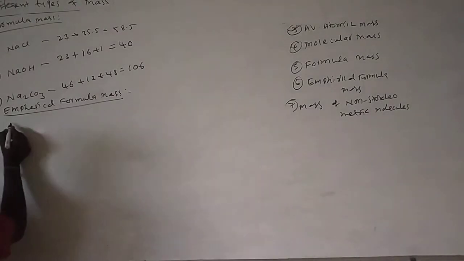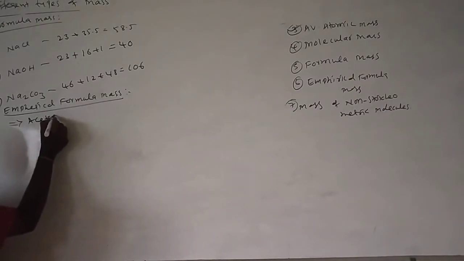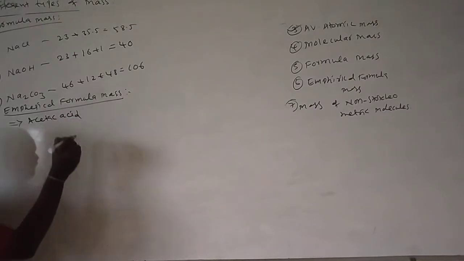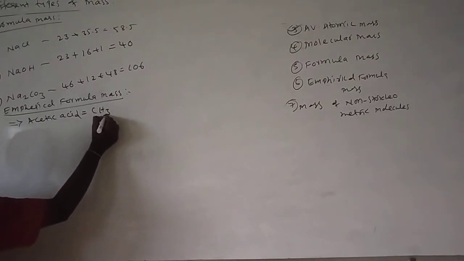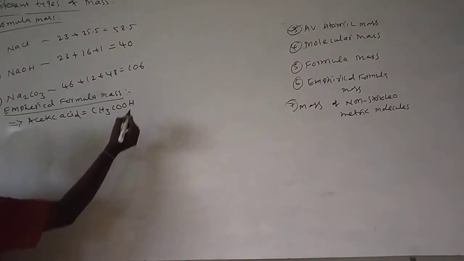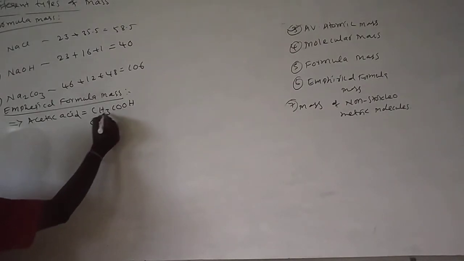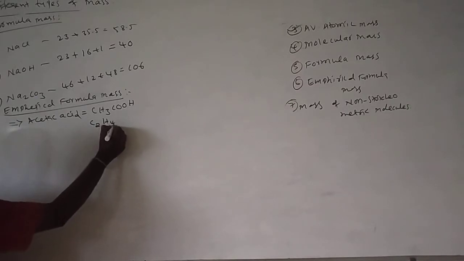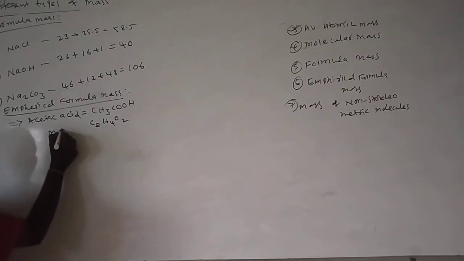Suppose for example, we take acetic acid. What is the molecular formula of acetic acid? Structure of acetic acid: CH3COOH. Molecular formula is C2H4O2, with 2 carbons. This is the molecular formula.